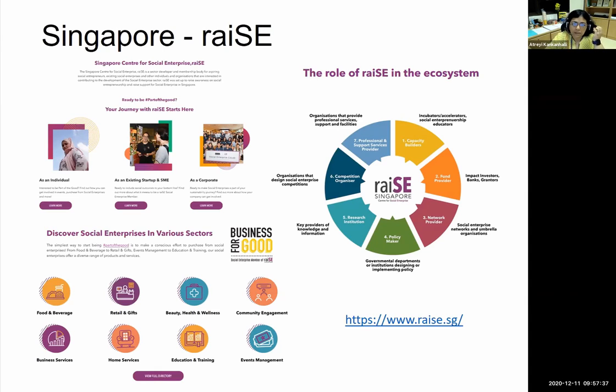Another example is Bloomback. It's a small enterprise that provides flower arrangements and bouquets for nursing homes. Again, the whole idea is to support the elderly and people in nursing homes, providing them these kinds of services, which really spur and motivate them. So these are two examples.